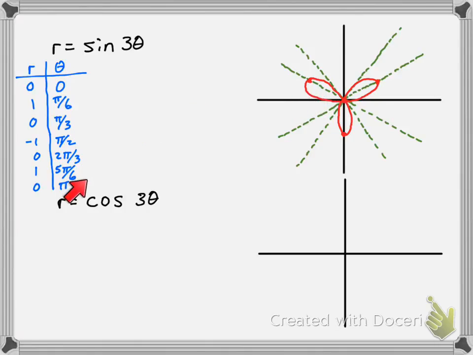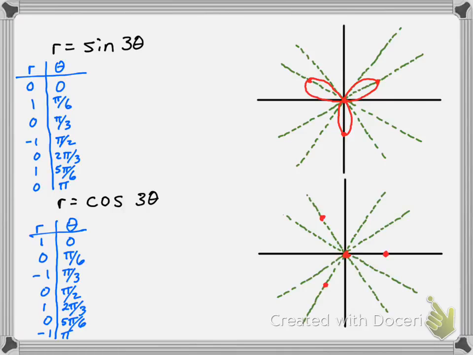And then if we continued all the way through 2 pi, all we end up doing is just redrawing the same petals that we have here. All right, so go ahead and take a second and work through this one, doing the same process. And then after you unpause, you can take a look at what this looks like.